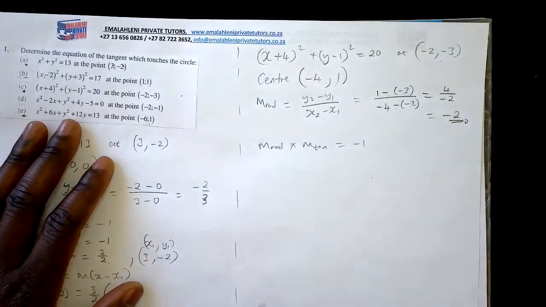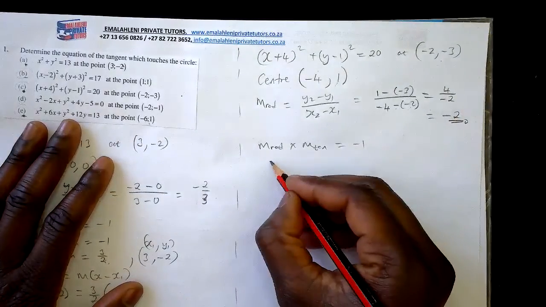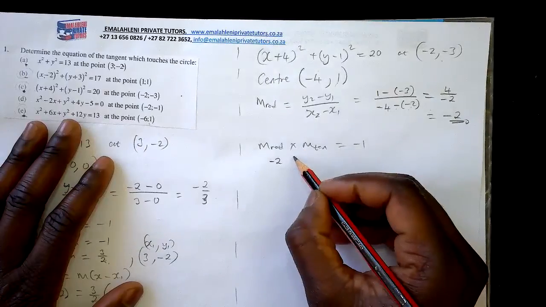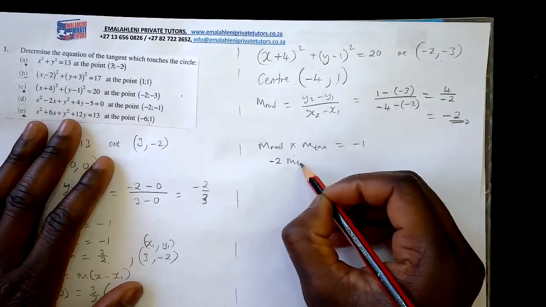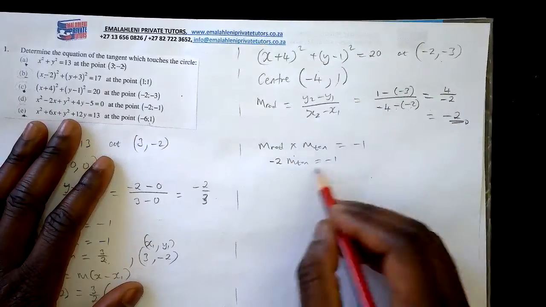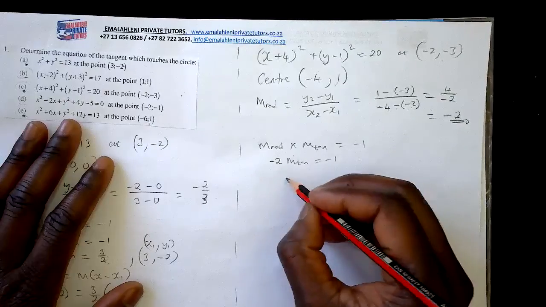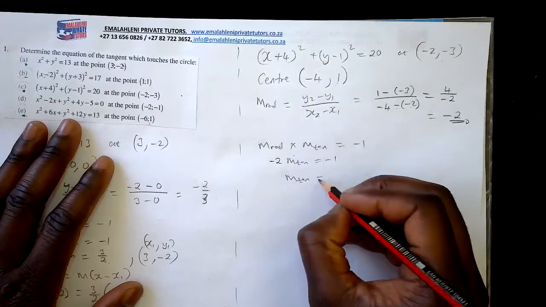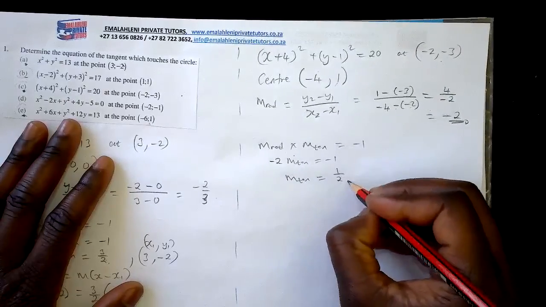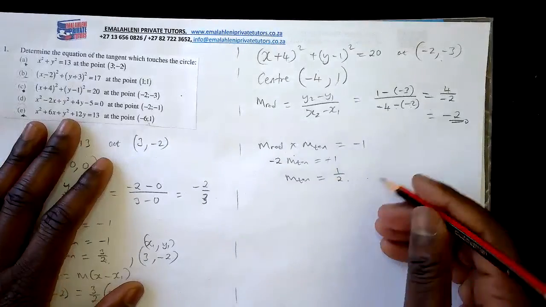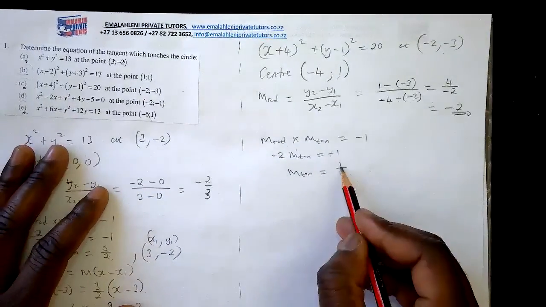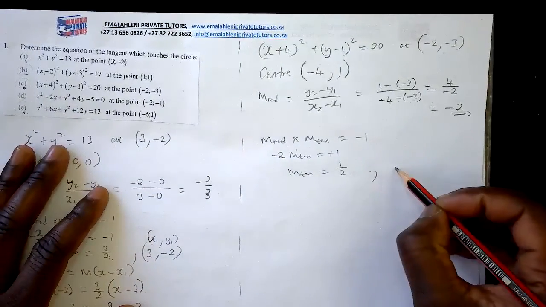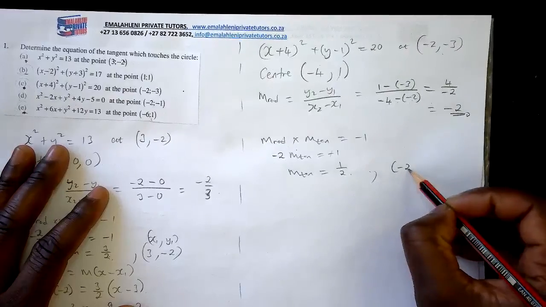Okay, once we have that, what are we going to do now? m radius is -2. What about m tan? It's going to give us -1. We divide both sides by -2. What we're going to get here is m tan equal to 1/2, because we're dividing both sides. Negative and negative will cancel. Now we have the gradient. Which coordinate do we use? We use the coordinate point of intersection, -2 and -3.